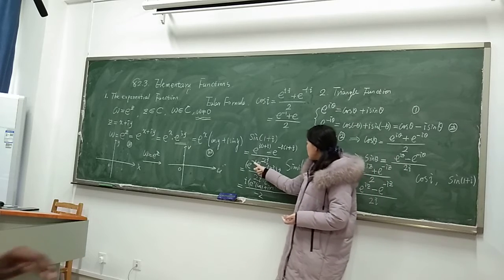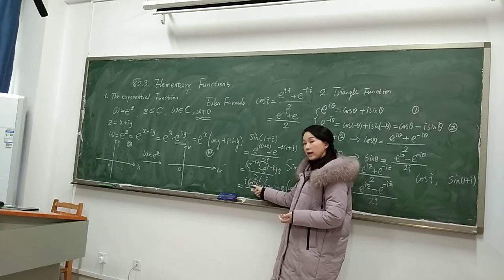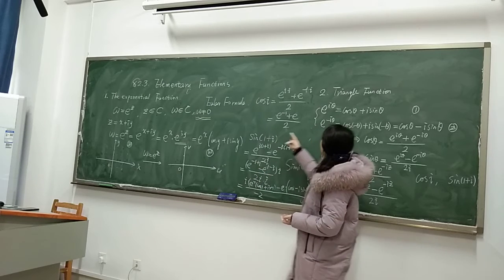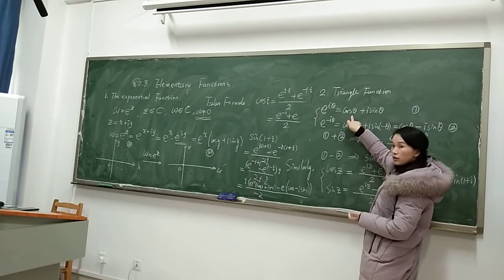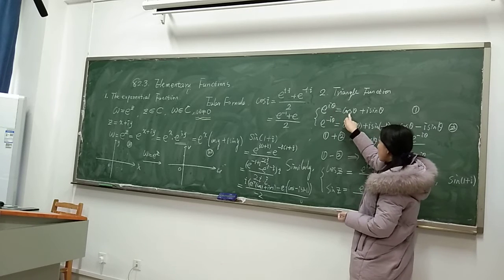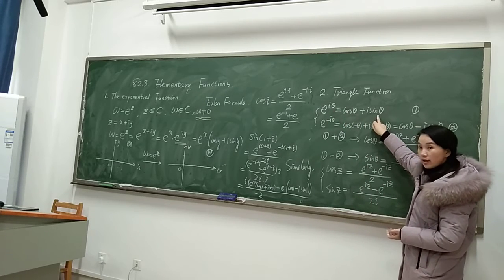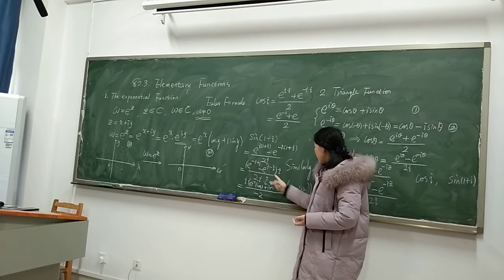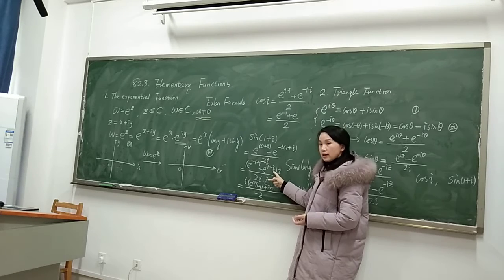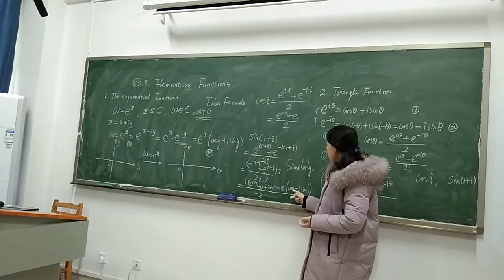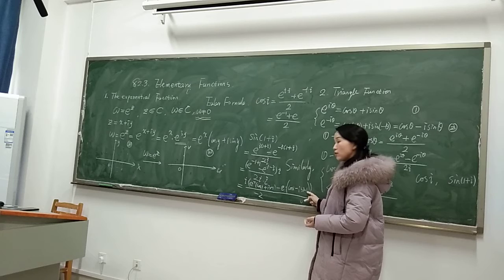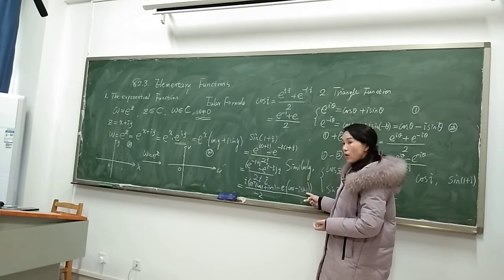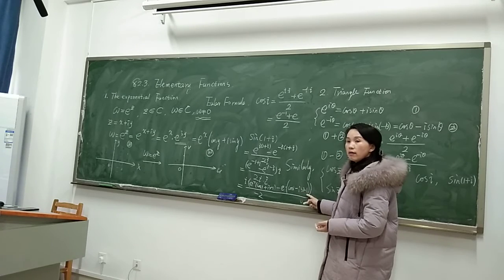Here is e to the power of minus 1. So multiply e^(i). You can use this formula. Theta is 1. So cosine 1 plus i sine 1. Okay. This is the first one. The second one, here is e to the power of 1. Multiply e^(-i). e^(-i) is cosine(-1) plus i sine(-1). Cosine(-1) is also cosine 1. Sine(-1) is minus sine 1. Okay?